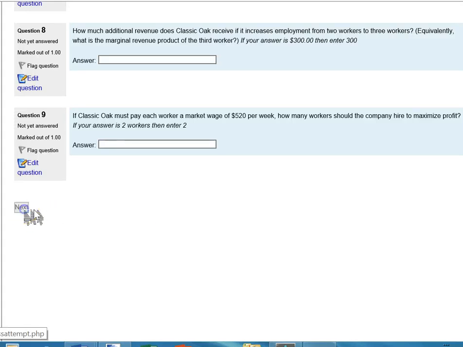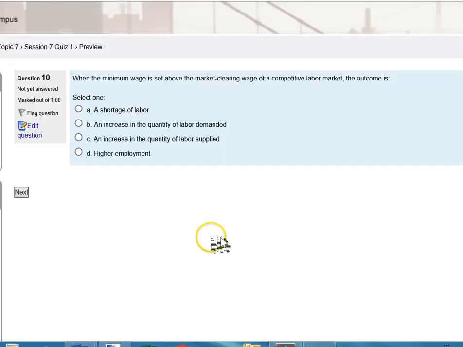Finally, question number 10. When the minimum wage is set above the market clearing wage. Now, when I say market clearing wage, I simply mean the equilibrium wage. So when the minimum wage is set above the market clearing wage of a competitive labor market, the outcome is, so what if the minimum wage is set above what the market has already established? One of these will be the right answer.